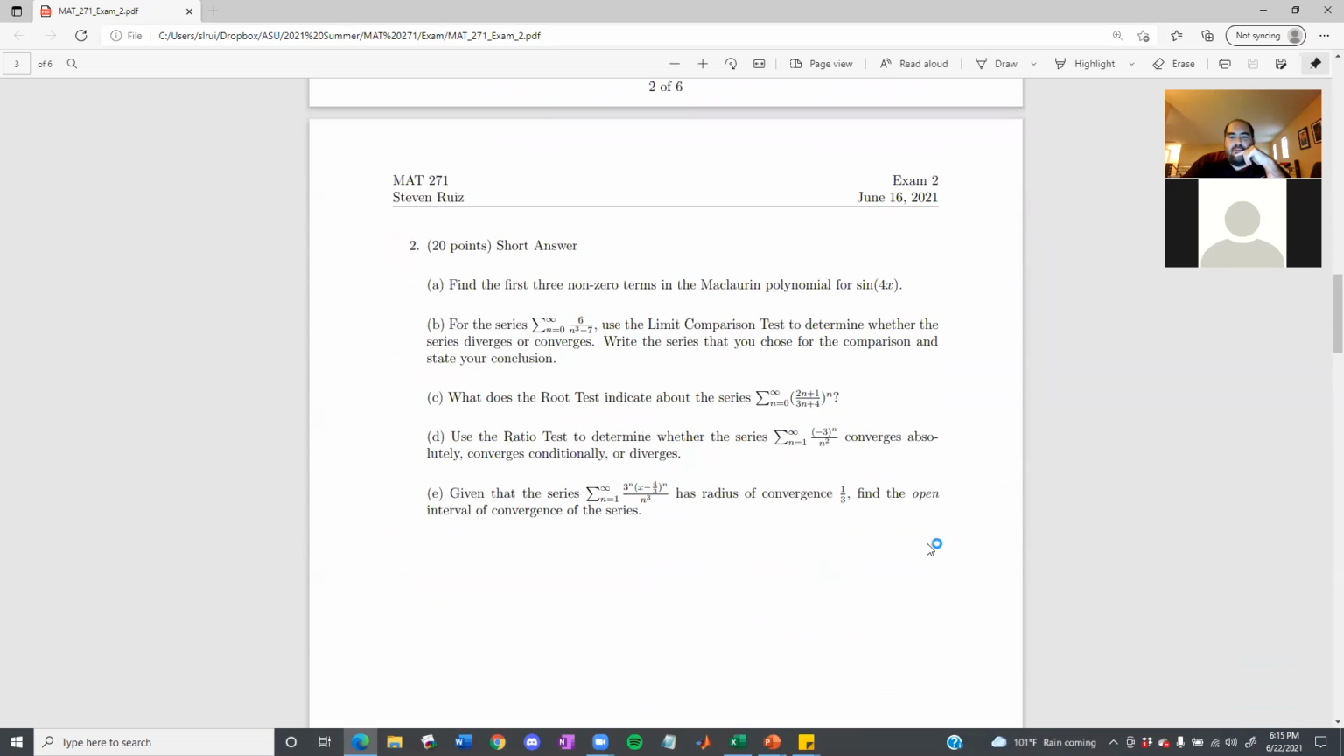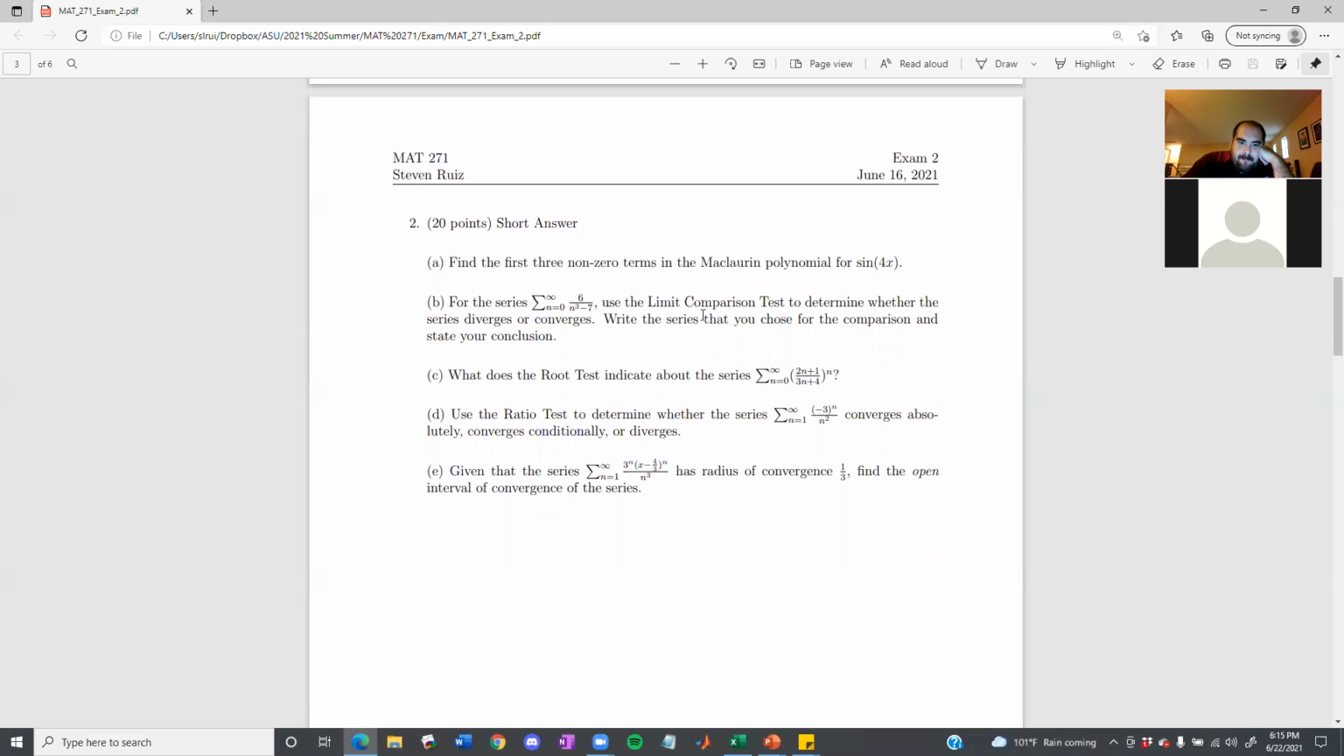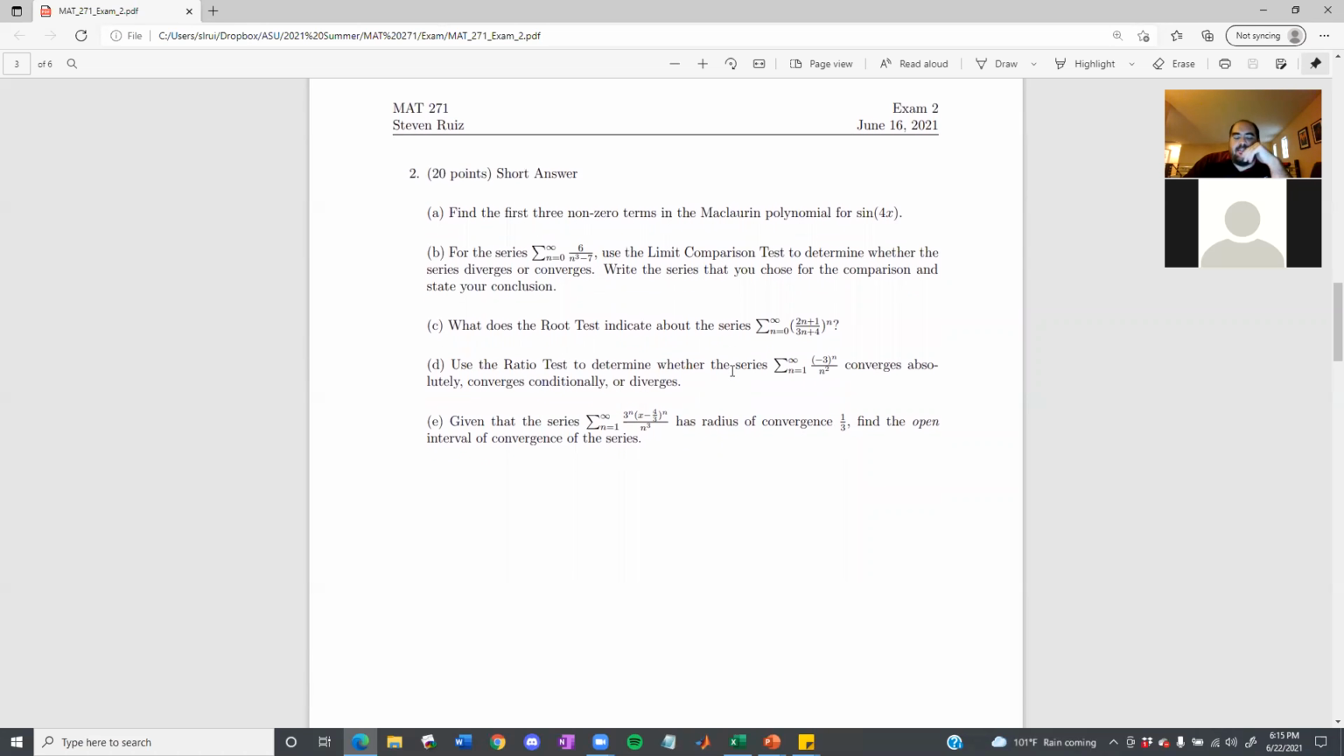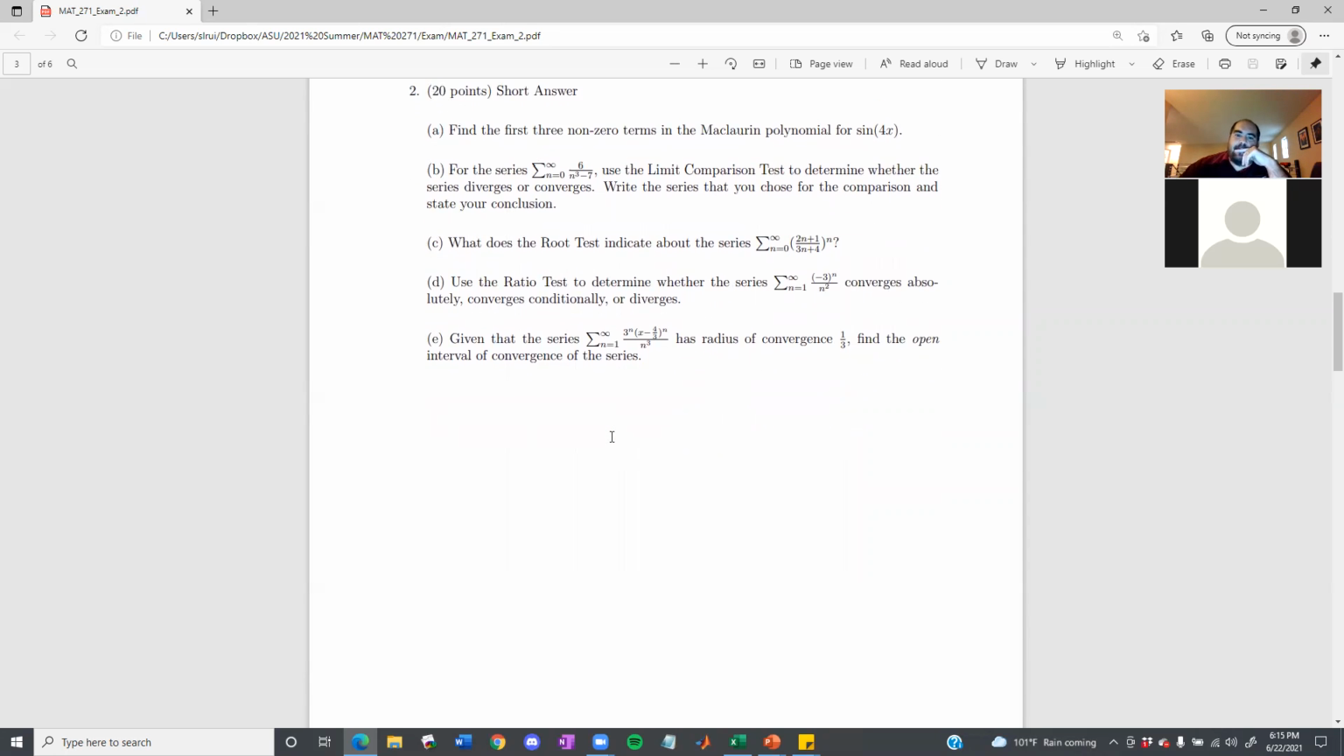Short answer, Maclaurin polynomial went well for a lot of you. People did really well on B, which was good, knowing to compare that with 1 over n cubed. A couple people, even though they gave me the right series, didn't actually test it. What is the root test? Root test and ratio test are things that many of you do very well with, which is really good. E, I don't think I got a correct answer on E, so I'll go through this a little bit rapidly.